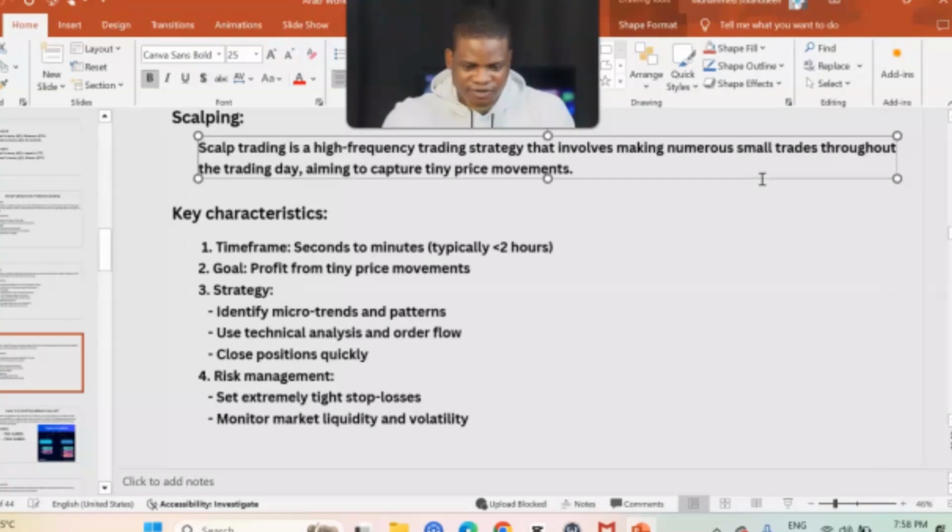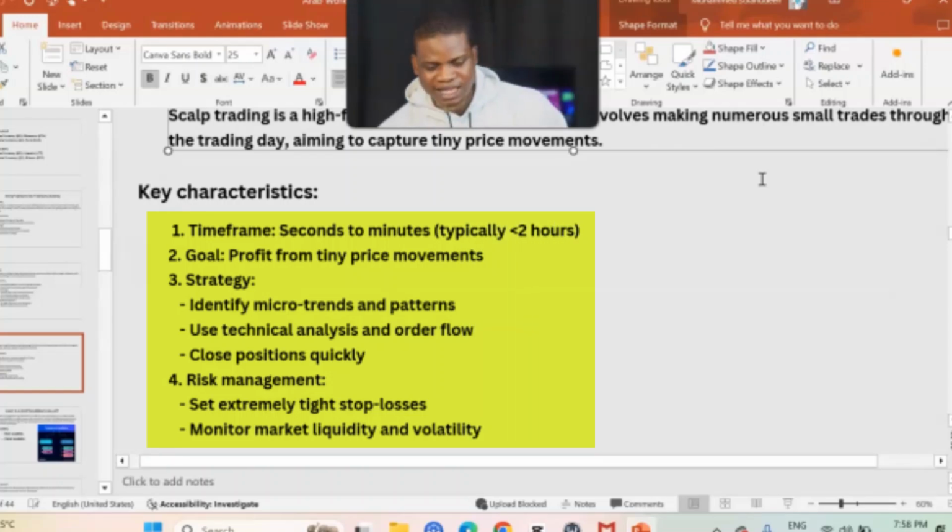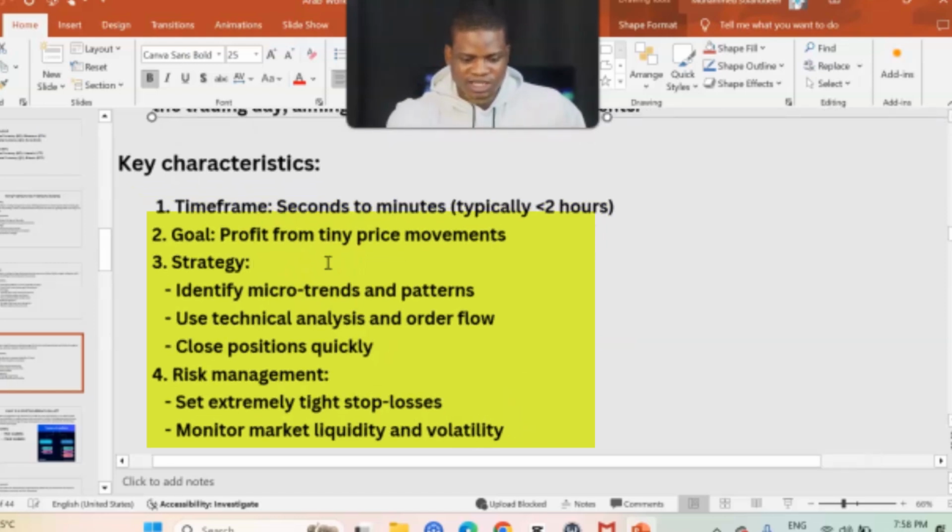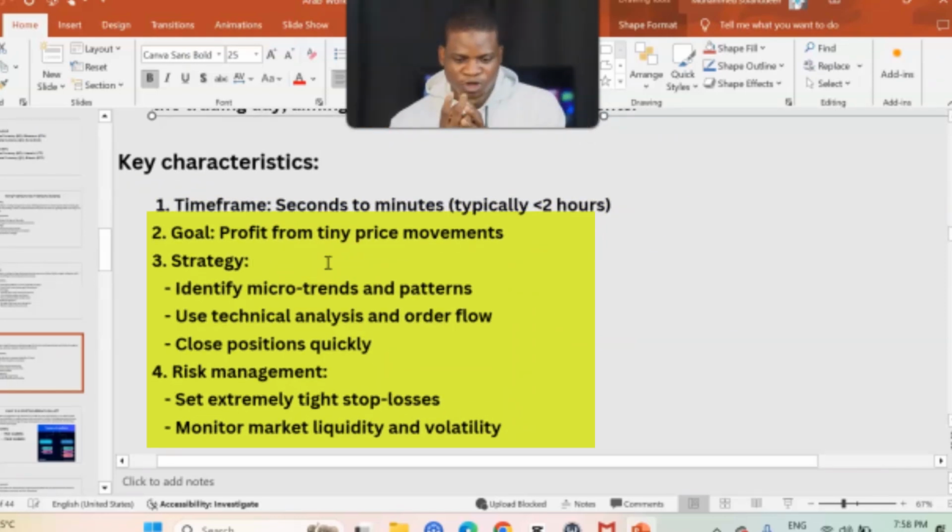So the characteristic time frame is seconds to minutes, typically less than 2 hours. Within 2 hours, you have already made your profit and you are done with the market for that day. Your goal is to profit from tiny price movements. Your strategy is to identify micro trends, small trends and patterns in the market, using technical analysis and order flow. Technical analysis for day trading, scalp trading and also swing trading will be discussed at the end of this video, so make sure you watch till the end.